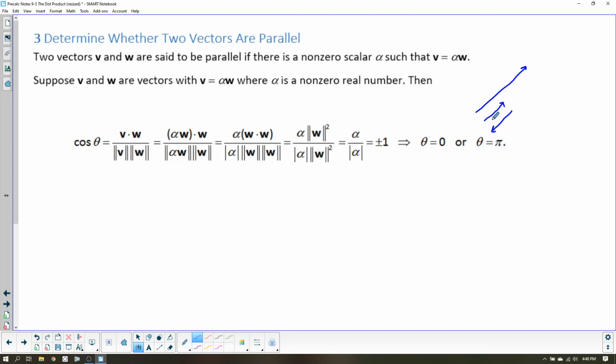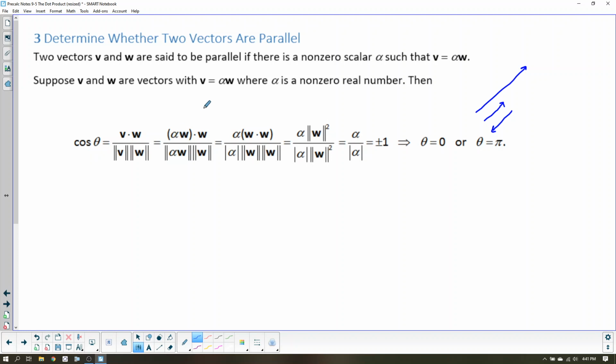But they could also be pointing in opposite directions. All three of these vectors are considered to be parallel. Mathematically, what that means is if two vectors are parallel, then there is some scalar such that if you multiply the one vector by that scalar, it turns into the other. It's just a multiple, whether a positive number or a negative number. So that's what we mean by parallel vectors.